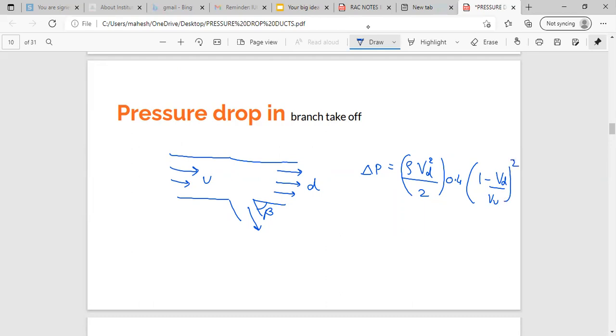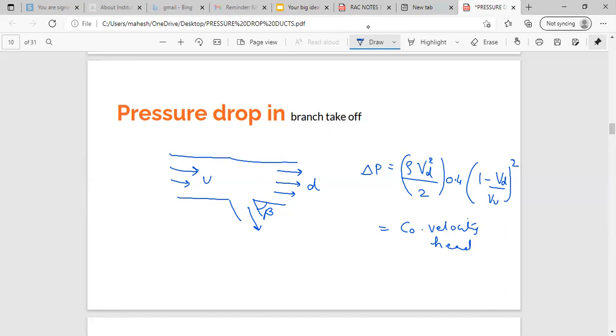This sort of equation we can derive by using Bernoulli's equation, and this helps you estimate the pressure drop in the branch takeoff. By using such an expression, or as I said, if you are using the tables, you can straight away get the loss coefficient, and that loss coefficient into the velocity head will help you calculate the pressure drop in the branch takeoff.